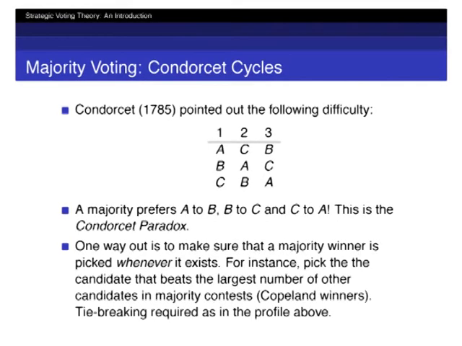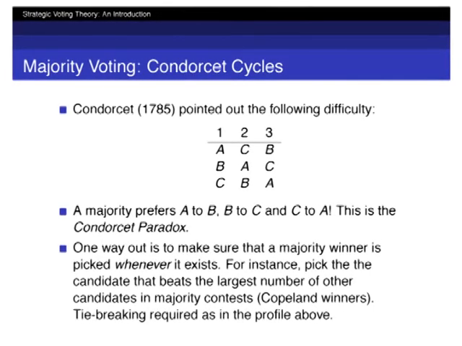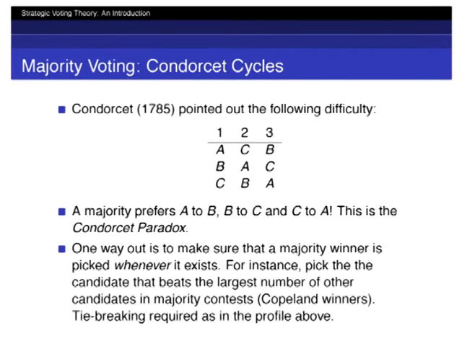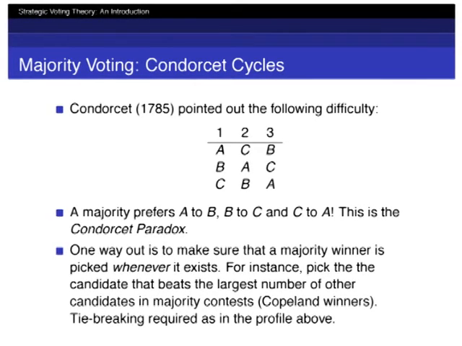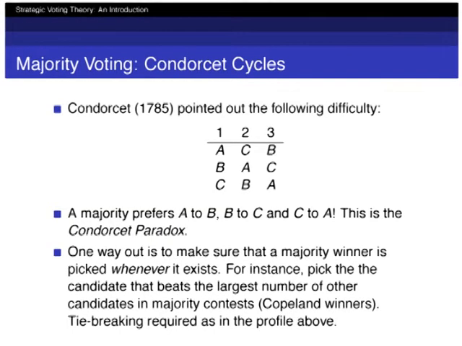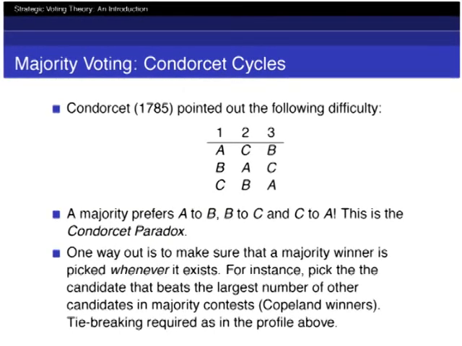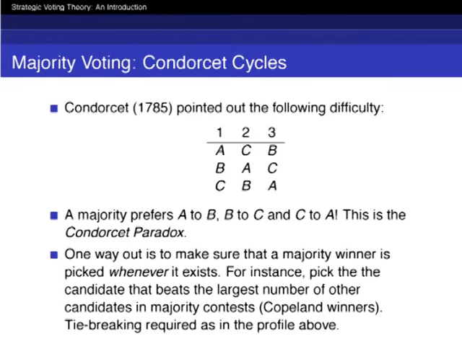Now you might say, well, okay, let's modify the rule and say we will pick the majority winner when it exists. There are many ways you can do this. For instance, pick the candidate that beats the largest number of other candidates in majority contests. Here, every candidate beats exactly one other candidate in a pairwise majority contest. So again, you have the freedom to choose A, B, or C. You use some tie-breaking rule, and if you have a tie-breaking rule, you again have a well-defined procedure. That's all I'm trying to say.